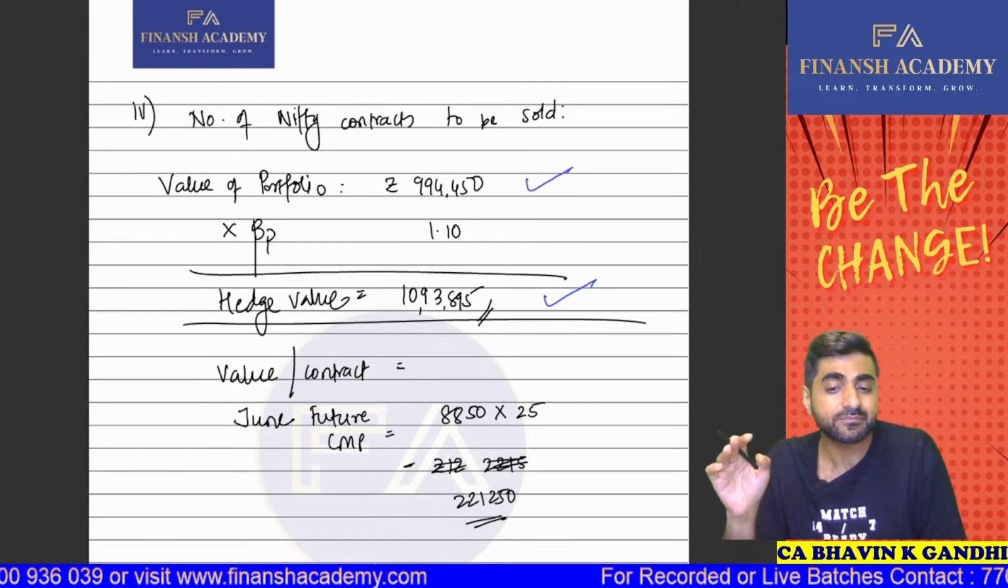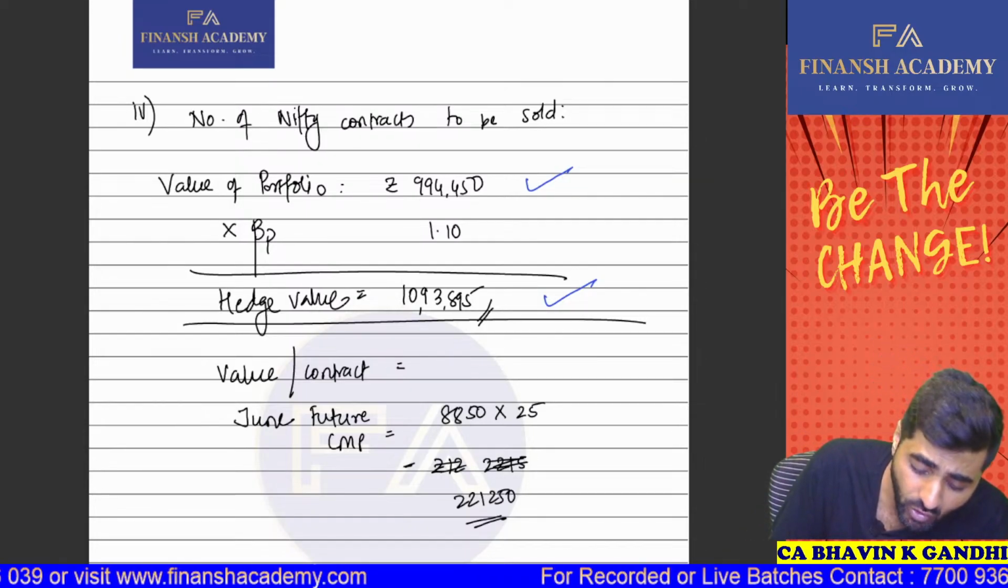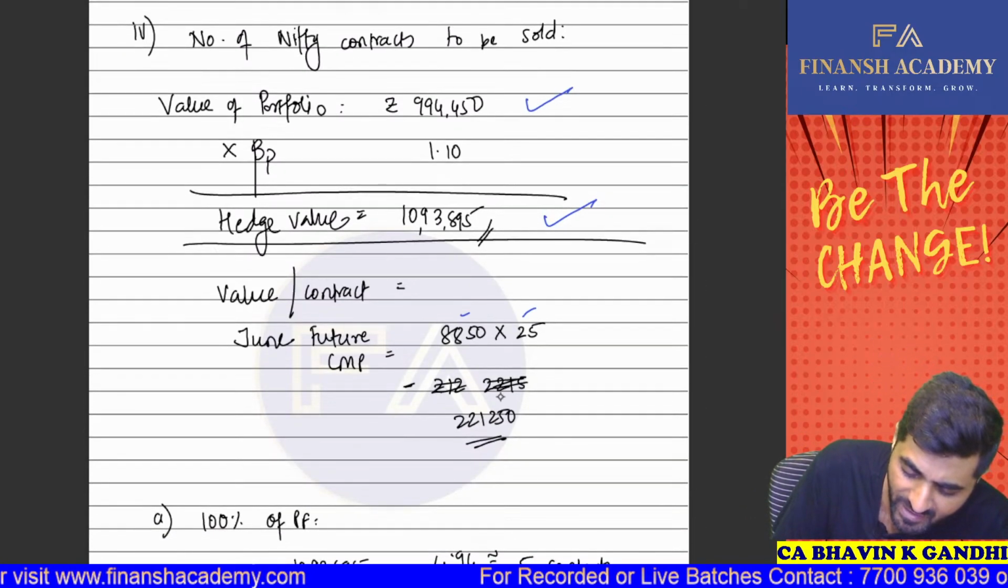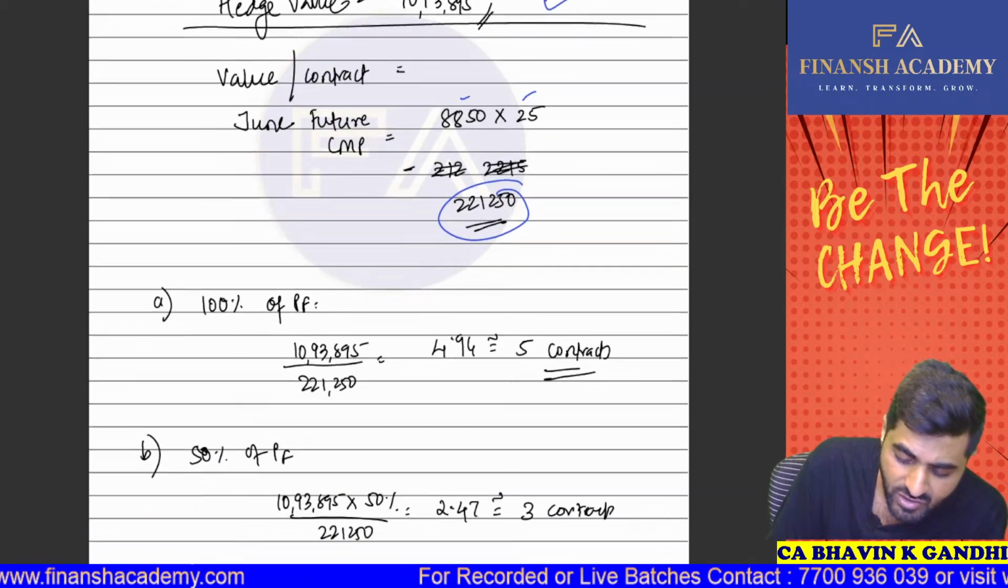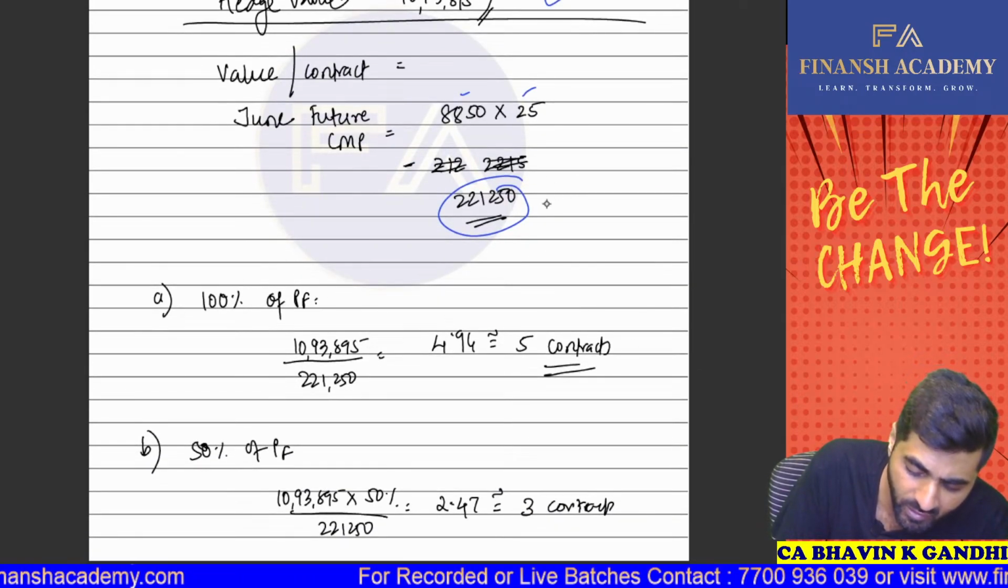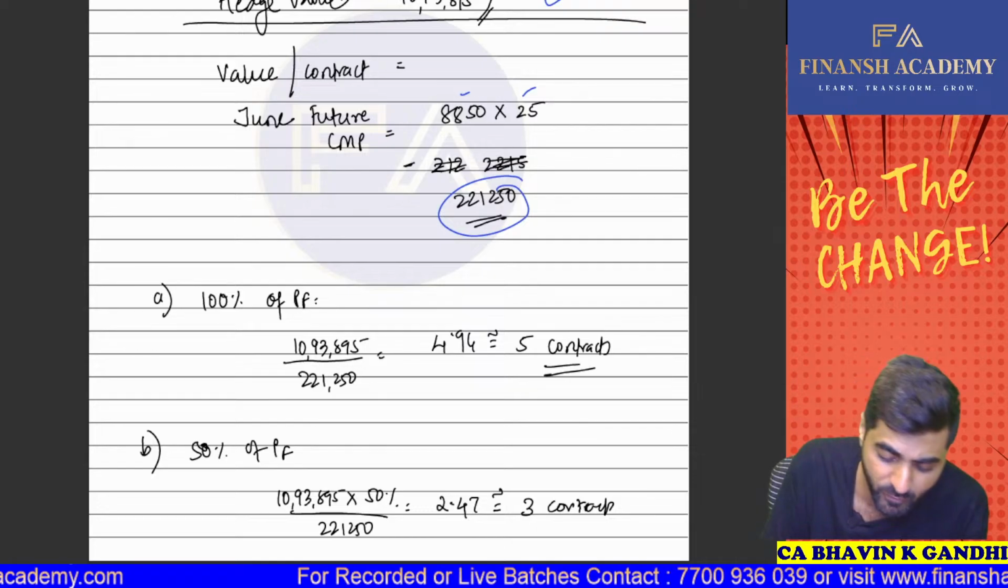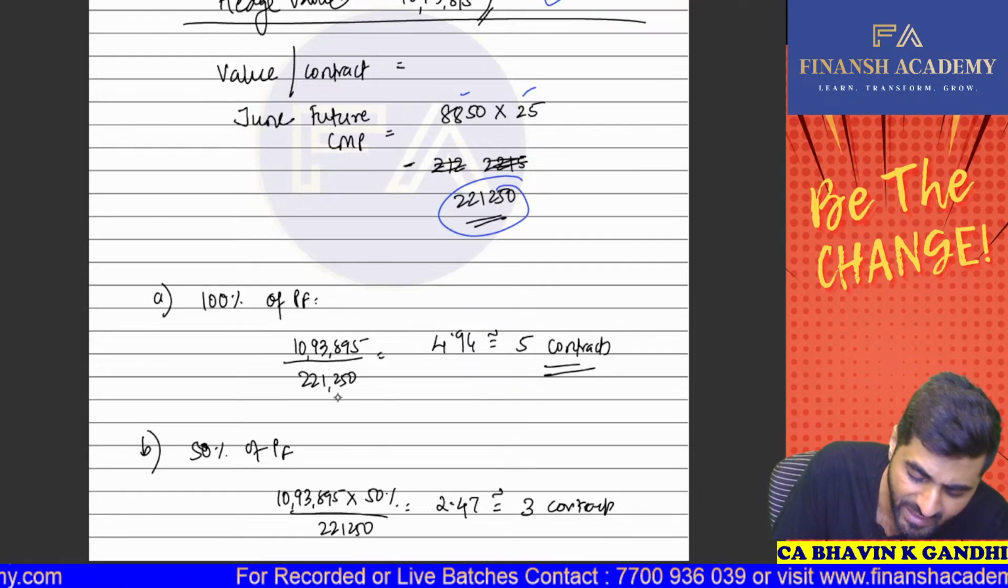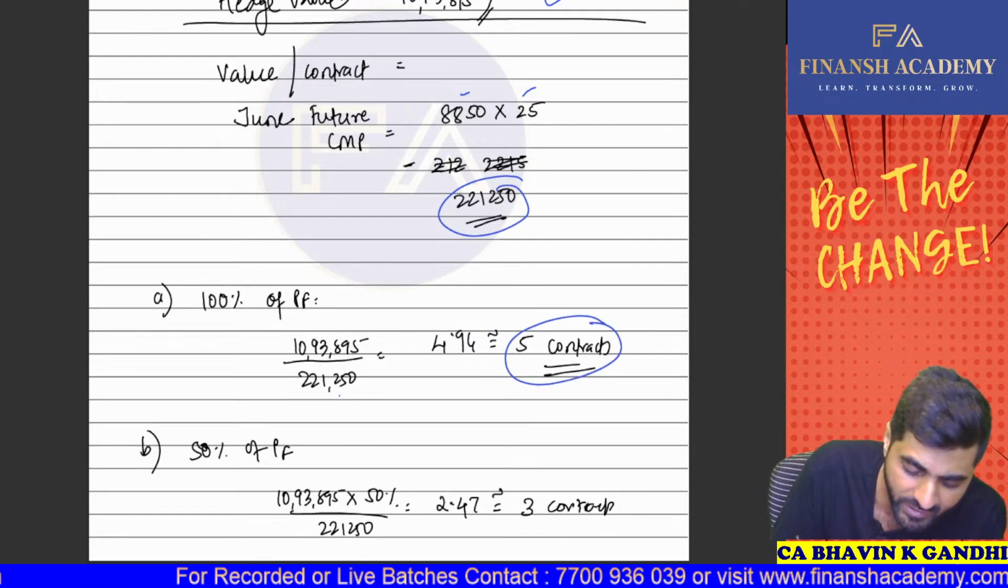Now, my dear students, what is the value per contract? This is 8850 into 25, that is 2,21,150. So if you want to hedge 100% of the portfolio, that will be 10,93,895 divided by this. So that will be 5 contracts.